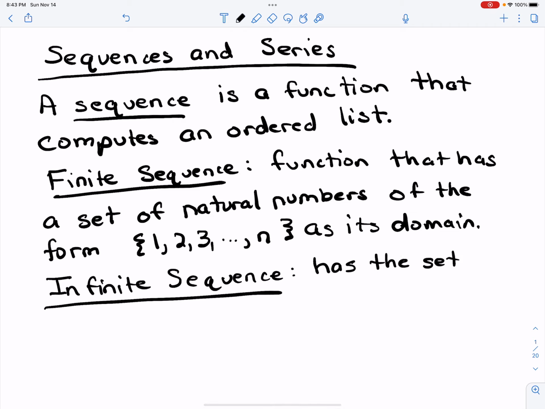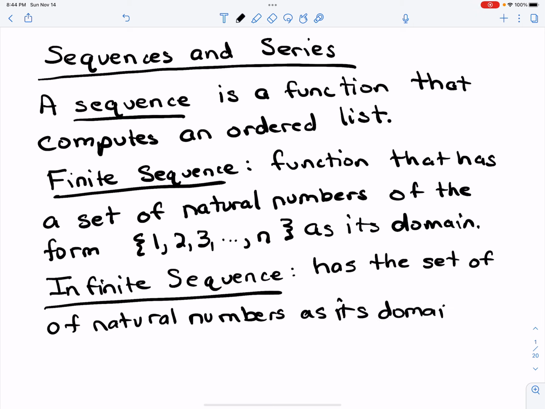So if you think about finite versus infinite, finite, there's a cutting off. There's just a limited amount. Infinite, it keeps going on and on forever. So with infinite, you're not going to see the n in there, you're just going to see the ellipsis, because it indicates that it keeps going on and on forever like that.